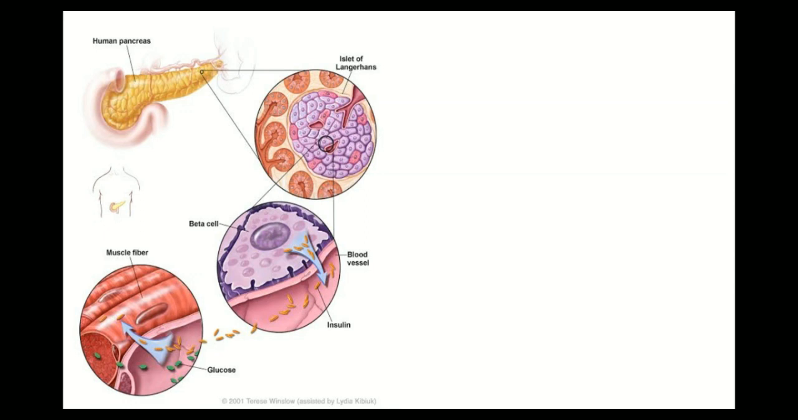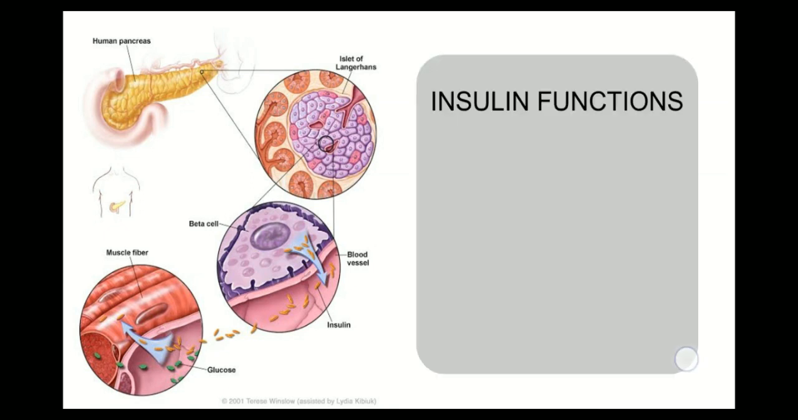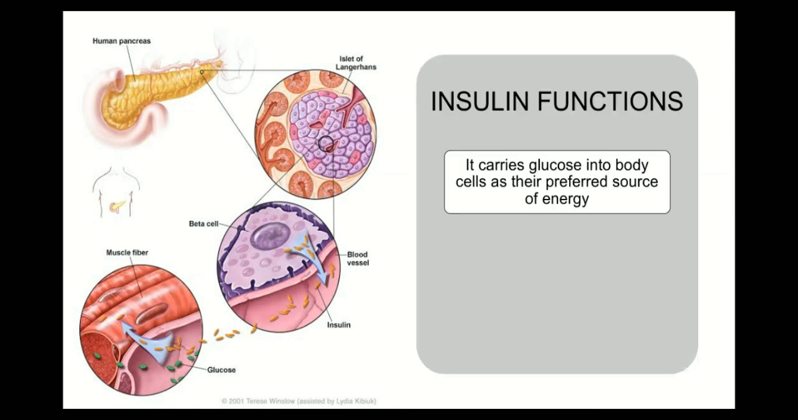The islets of Langerhans have alpha and beta cells. The alpha islet cells secrete glucagon, while the beta islet cells are responsible for secreting insulin. Insulin has three functions.